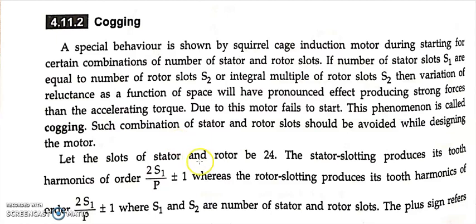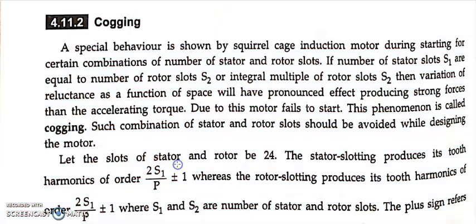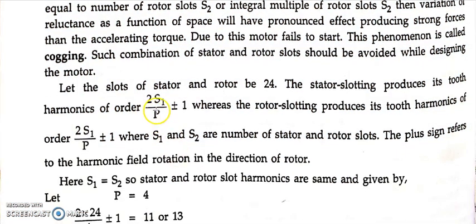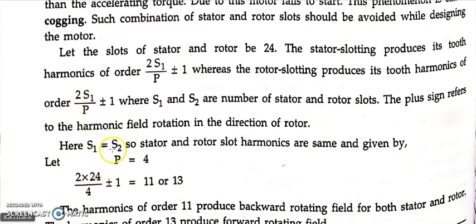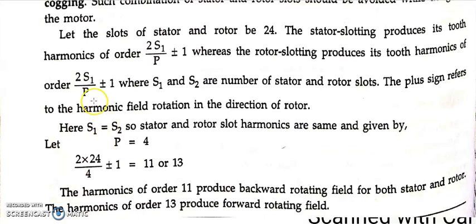Here, by applying Fourier series and all, we have come to the formula. You can see 2S1/P plus or minus 1, where 2S1/P plus 1 will be used when your harmonic is rotating in the direction of the fundamental waveform. I use 2S1/P minus 1 if my harmonic is rotating in the anti-clockwise direction, that is opposite to the direction of the fundamental waveform.